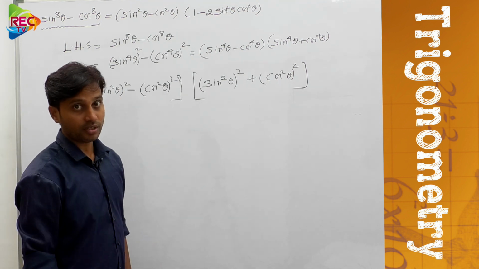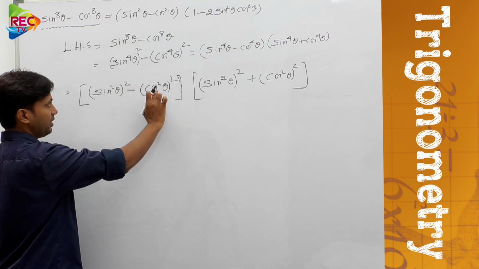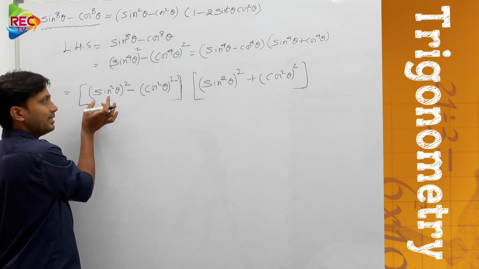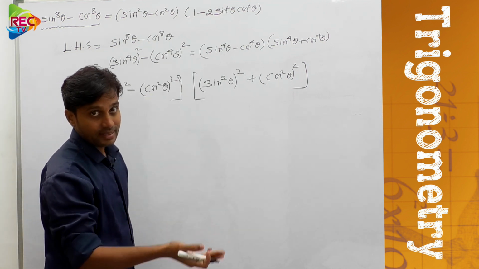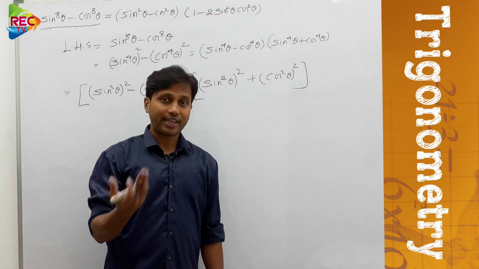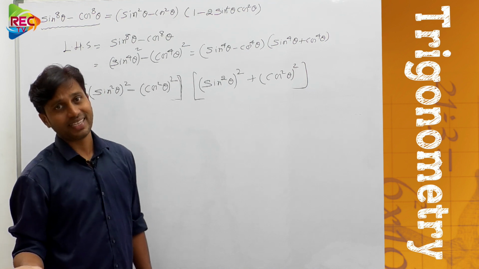a square minus b square or not? Yes. This is a, this is b, then this is a square, this is b square, means this is in the form of what? a square minus b square again. So a square minus b square can be splitted to what? Splitted into (a minus b) into (a plus b) again.